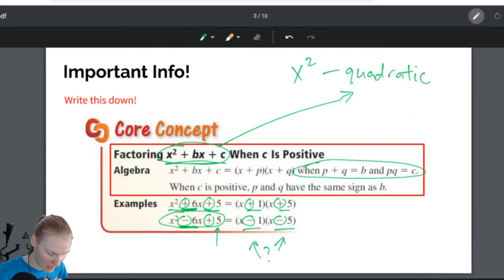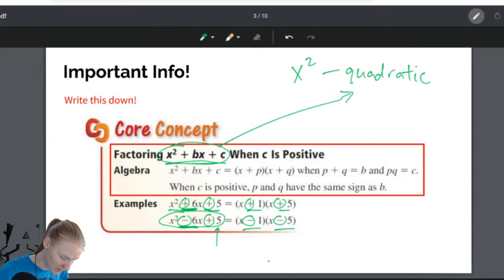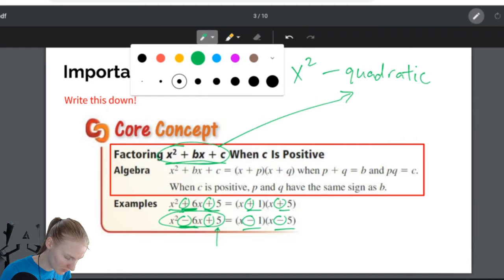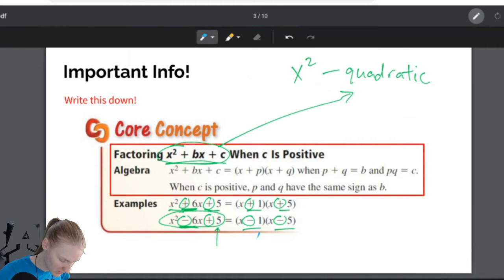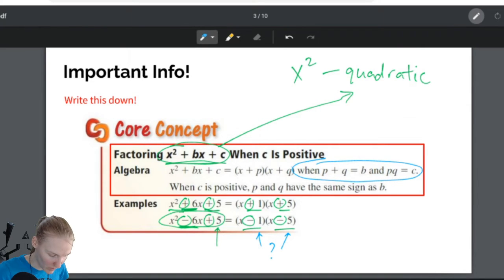This is the key to that. In fact, let's color code here so that when you're looking at it later, you know what's going on. These numbers. How did they figure out these numbers? This is how they did it. We need these two numbers.